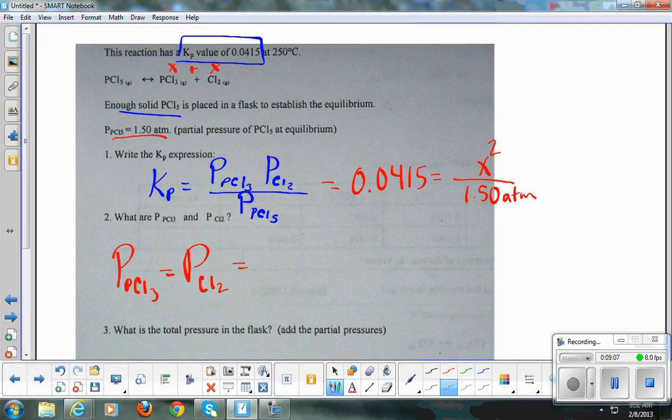Okay, what do we get? 0.249, and this would be in atmospheres. So 0.250.